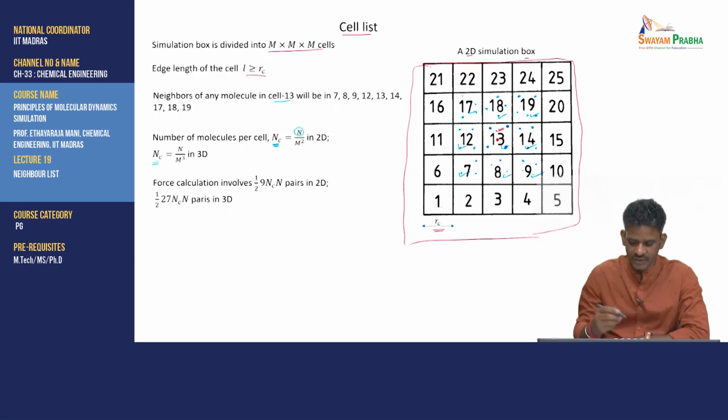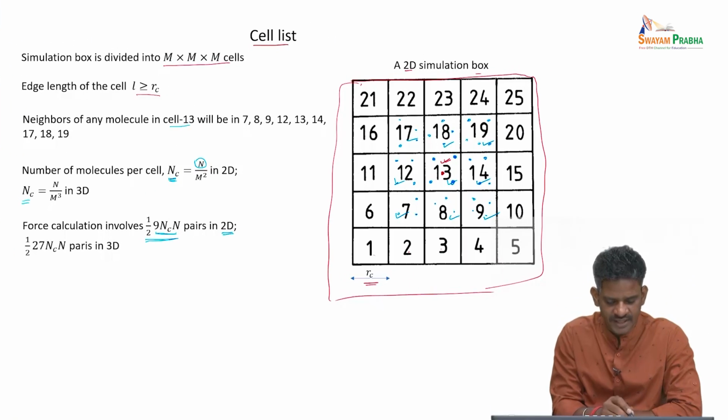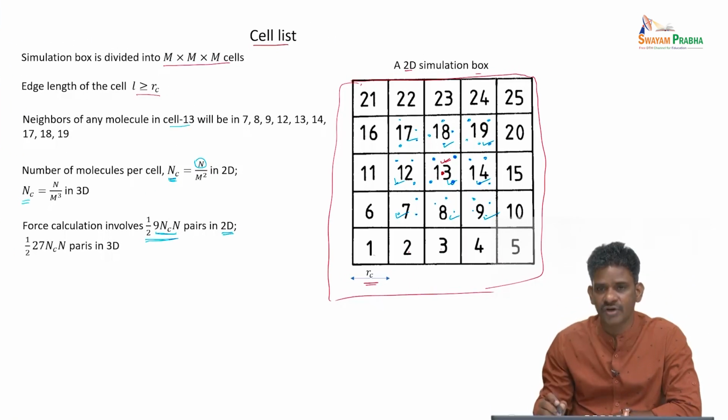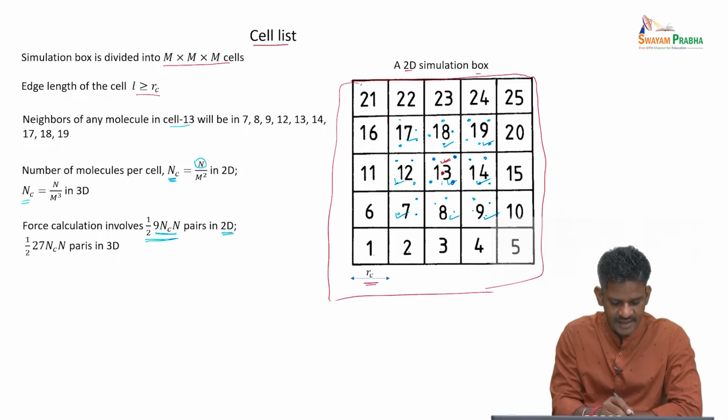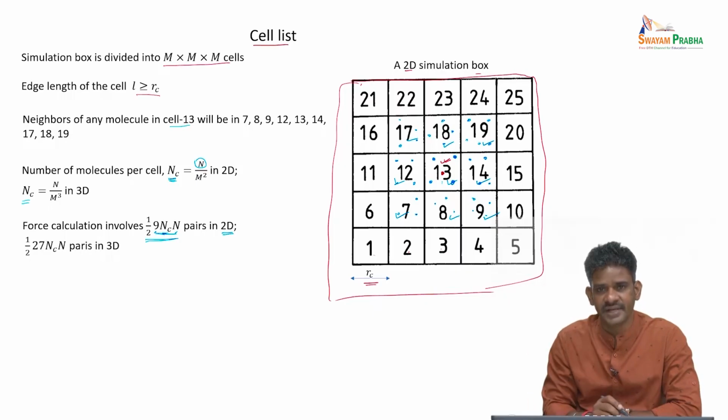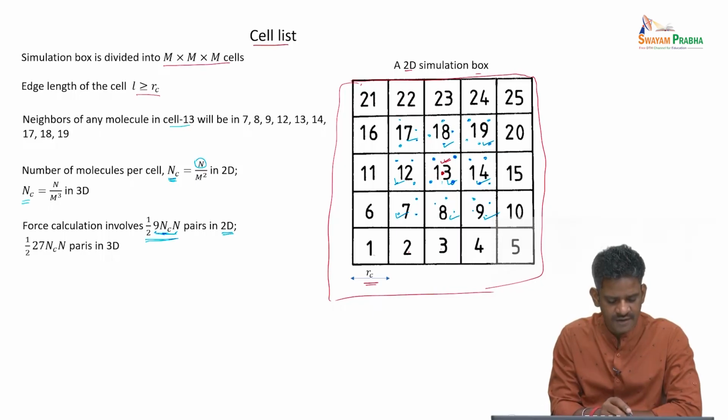And then when we calculate the forces, the number of pair calculations is going to be half, because of double counting. To avoid the double counting, we have this factor of half, 9 times NC times N. So this is going to be the total number of pairs in 2 dimensions. Why 9? Because in this case there are 9 surrounding cells, including the central cell. Each cell might have an average of NC particles, and then you repeat this for all the N particles in the entire system. So the factor is half times 9 times NC times N pairs in 2 dimensions.